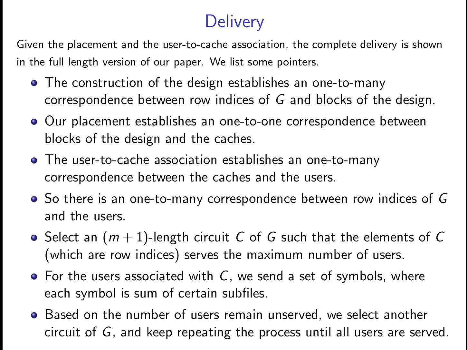Now what we do is select an (m+1)-length circuit C of G such that the elements of C serve the maximum number of users. How these users and elements of C are connected is through the correspondence that we stated above. For this particular circuit, we send a set of symbols where each symbol is a sum of certain subfiles. Once we do this, we see how many users still remain unserved, and we then select another circuit, from all the circuits available, which serves the maximum number of users, and for that circuit we again send a sum of subfiles.